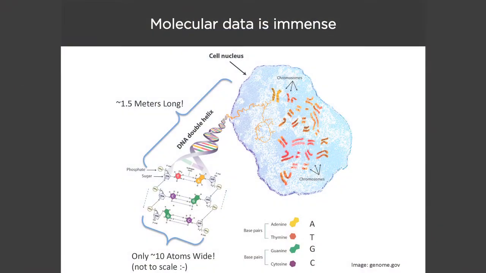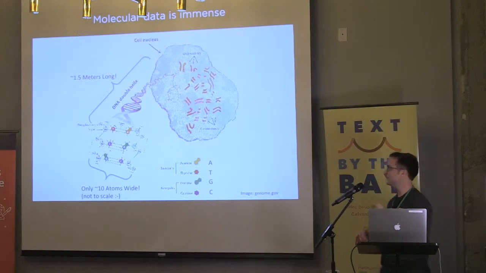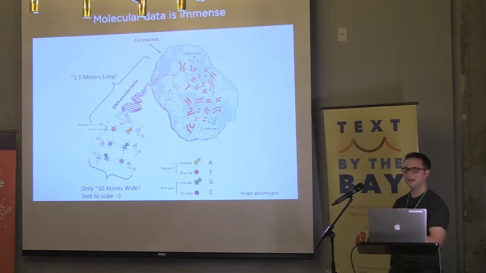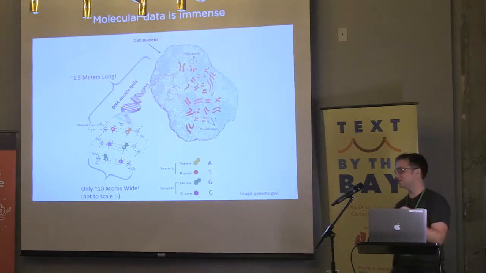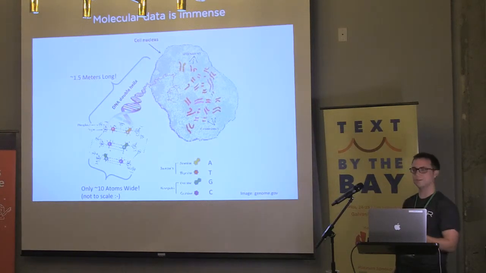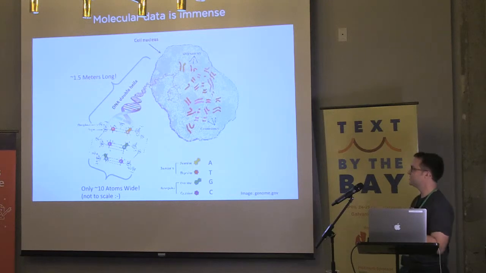If you took the DNA in one cell, a strand of DNA is only about 10 atoms wide, but if you unraveled all the DNA in just one cell of your body, and again, cells are so small you can't even see them unless you're looking at them under a microscope, it would be 1.5 meters long. So we're talking about a huge amount of information just crammed into a very small package.